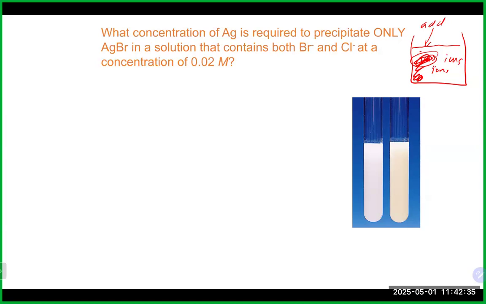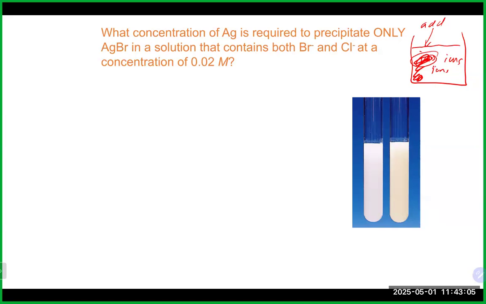Now, to do this, we could actually use KSP to help us figure out how to properly do that. So let's take a look at this example together and talk about how we could use KSP to help us do that. In this case, we want to know what concentration of silver would be required to precipitate out silver bromide from a solution that contains bromide ions and chloride ions at a concentration of 0.02 molar.